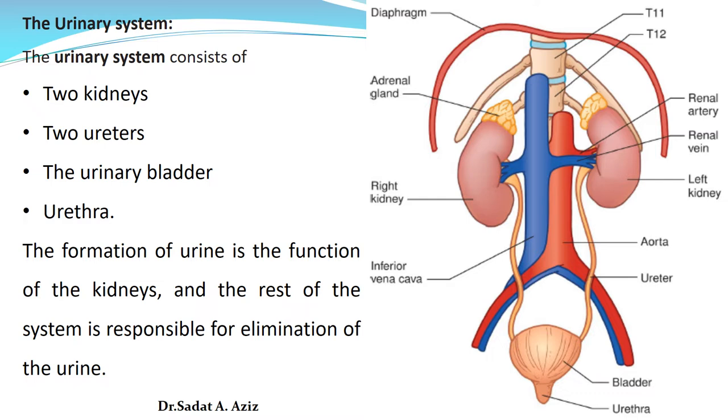The urinary system is made up of... I'm quite sure you have a bit of information about this system in general. So the urinary system is consisting of what?